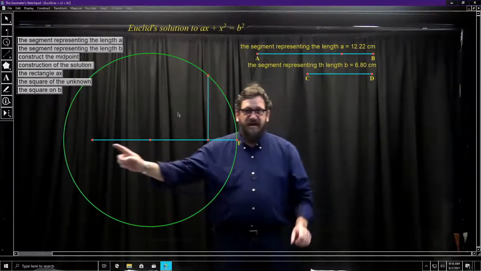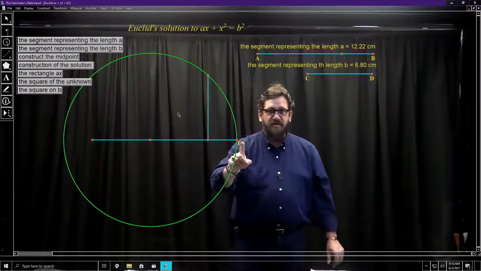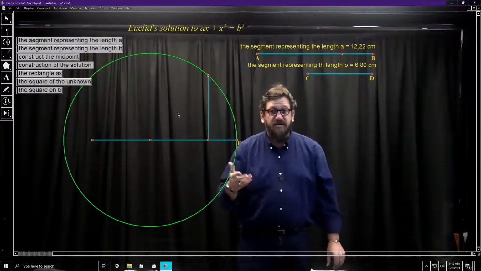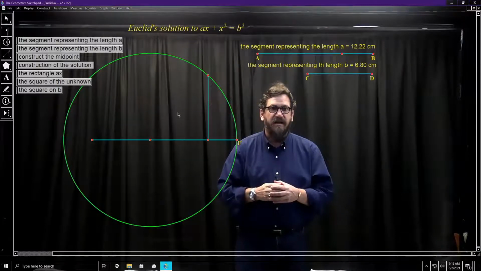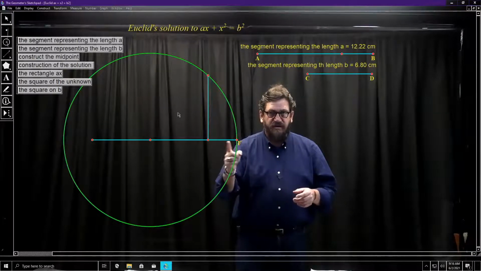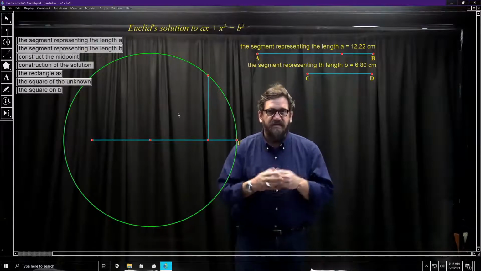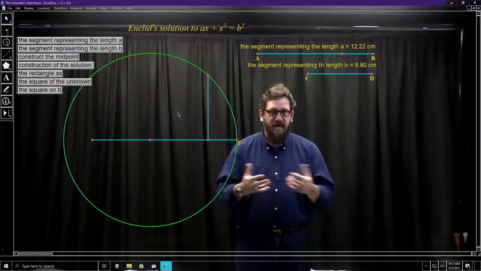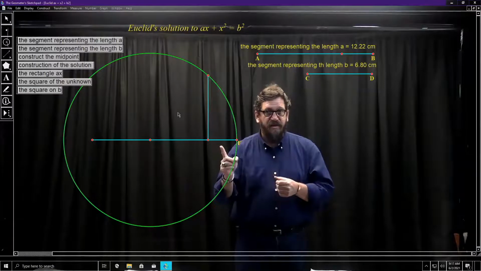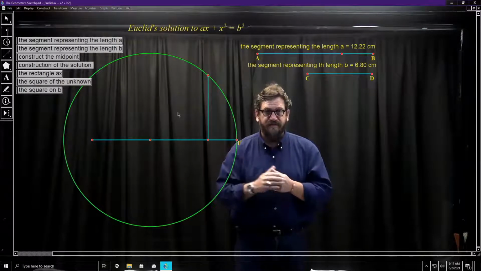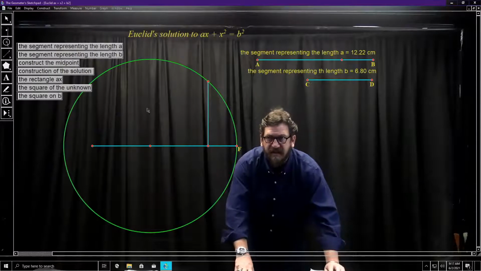And what I've done is I've extended the segment A using one of Euclid's axioms. You can extend any finite straight line. And so this little bit right here, Euclid would say, that's the missing piece. This is going to help me make my rectangles. In other words, here's the unknown value x. Now let's see exactly how that's going to look.